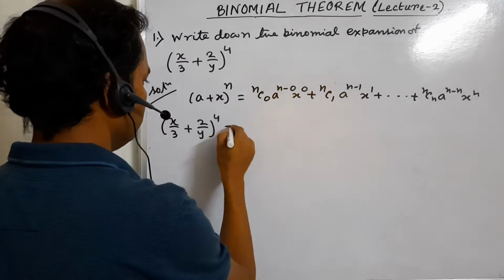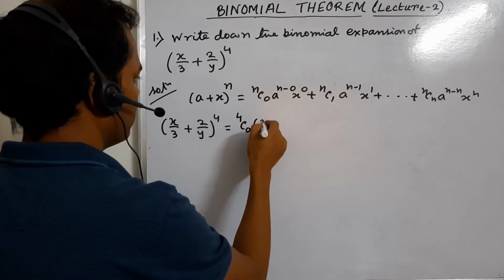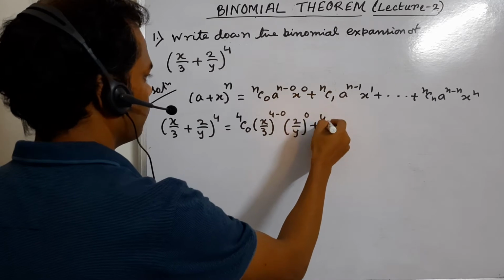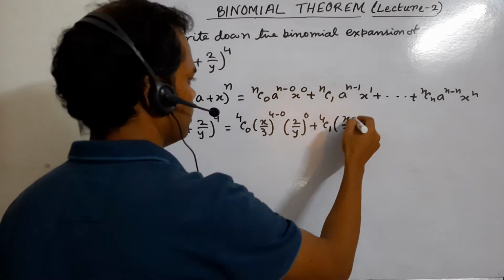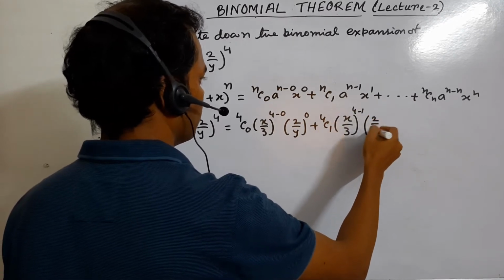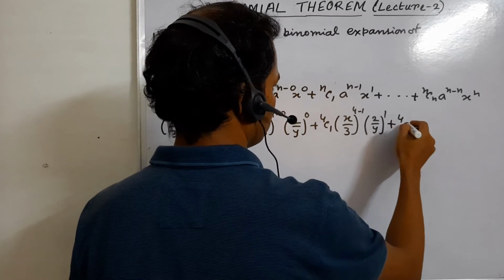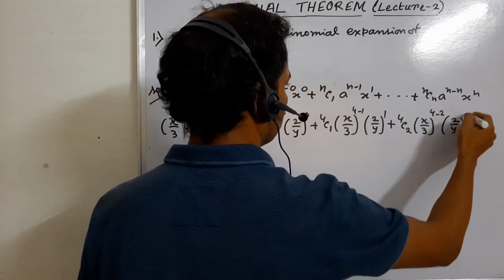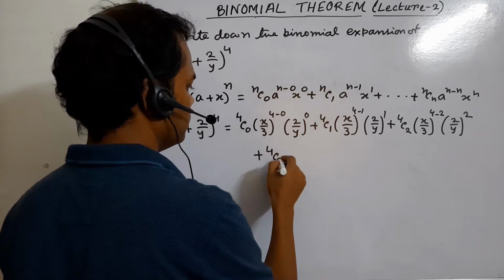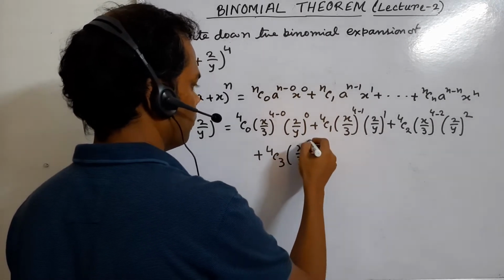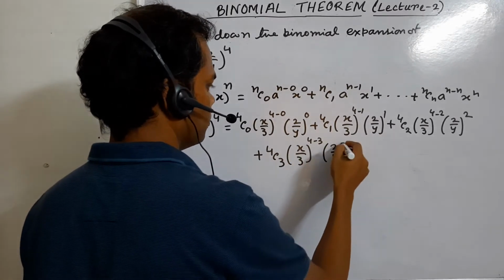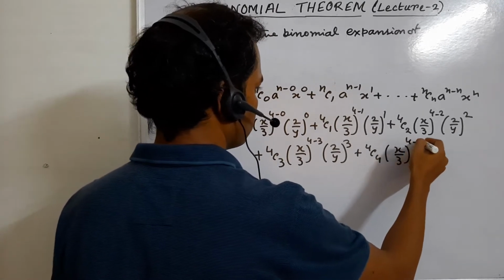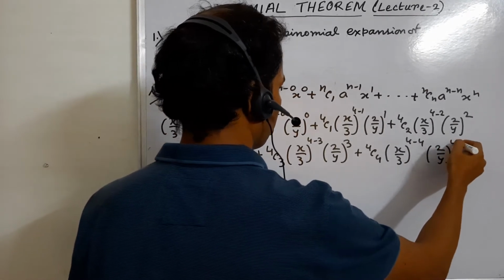By using this expansion we can write 4C0 (x/3) to the power 4 minus 0 (2/y) to the power 0, plus 4C1 (x/3) to the power 4 minus 1 (2/y) to the power 1, plus 4C2 (x/3) to the power 4 minus 2 (2/y) squared, plus 4C3 (x/3) to the power 4 minus 3 (2/y) to the power 3, plus 4C4 (x/3) to the power 4 minus 4 (2/y) to the power 4.